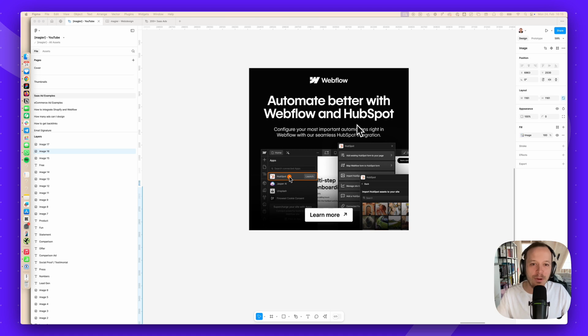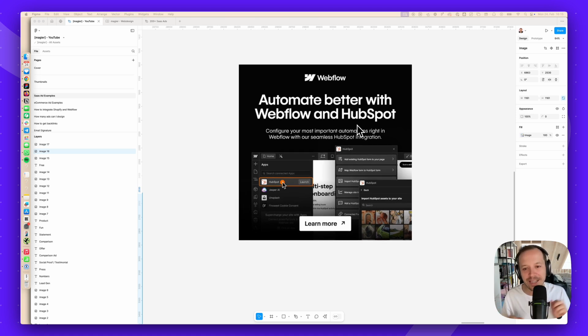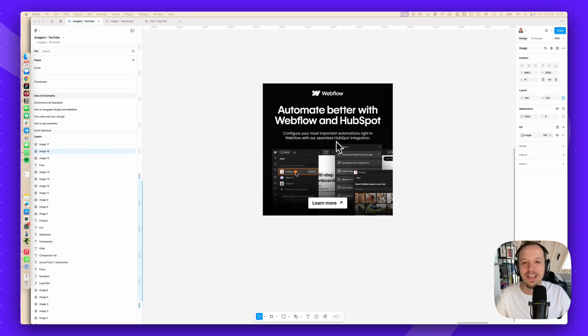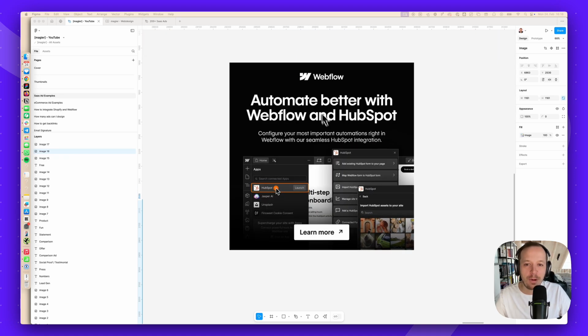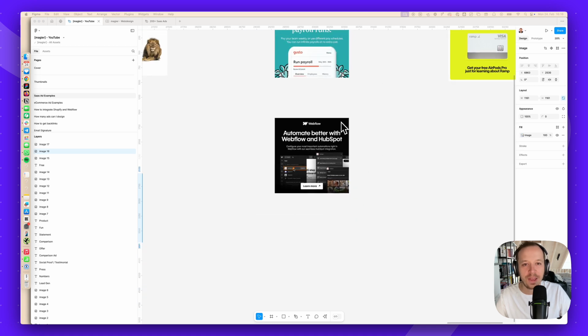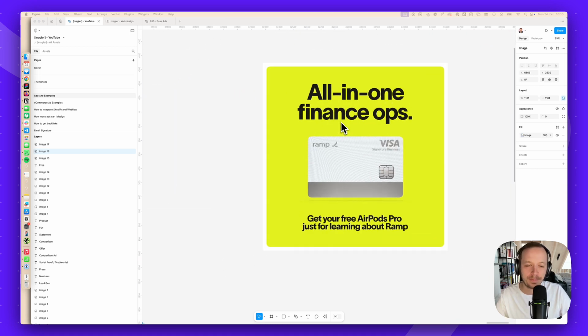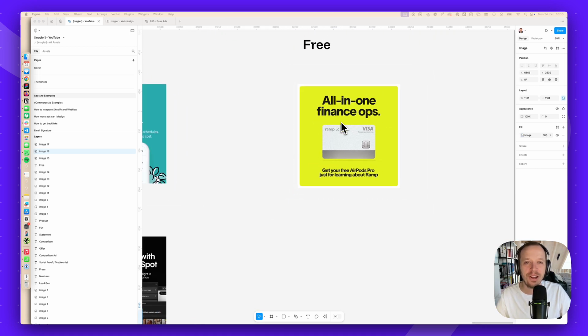Another example here is from Webflow. They are going even one layer deeper and they are specifically talking about the integration between Webflow and HubSpot, saying, hey, this is integrated in such a good way that you won't have any issues. It's super, super seamless and specifically relevant for the people that are already working with HubSpot and are now thinking about using Webflow.